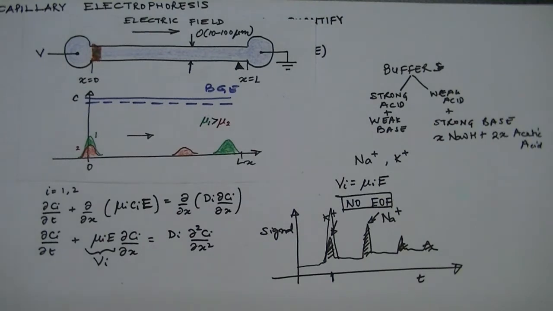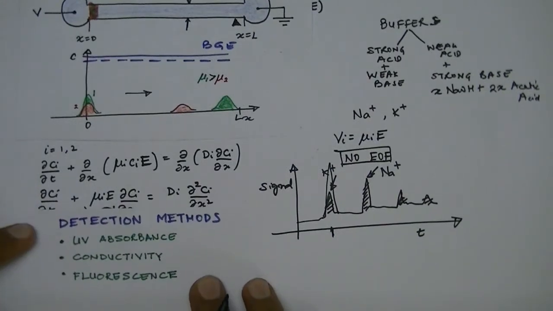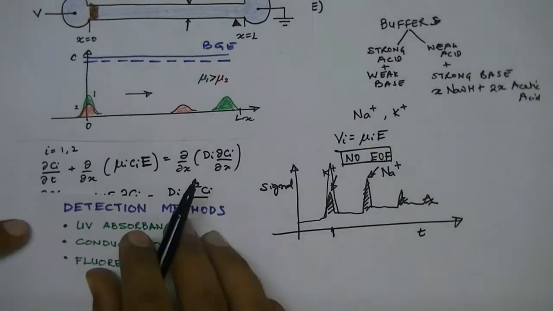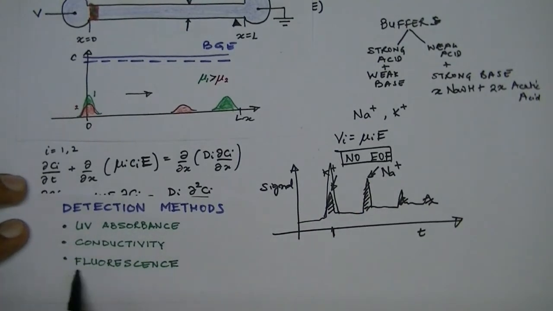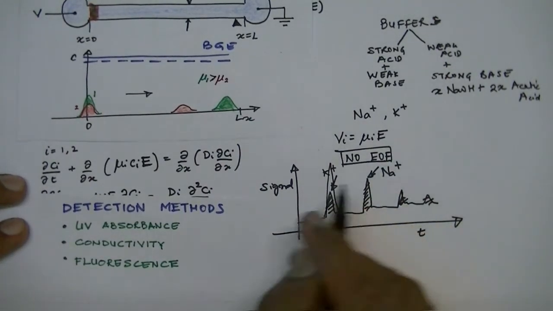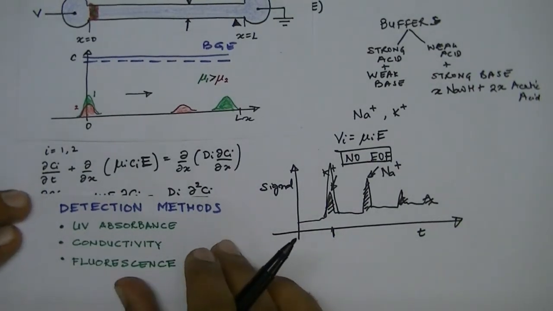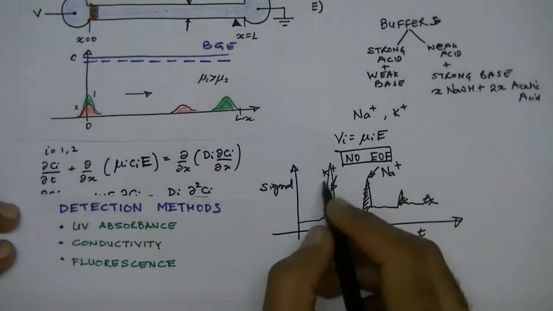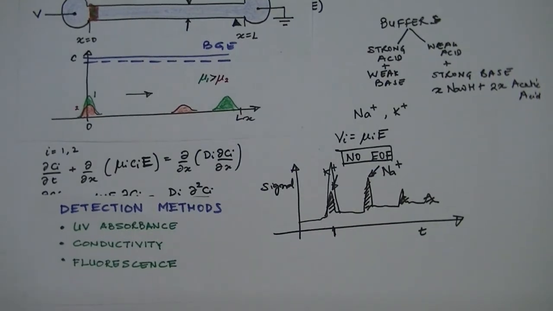And there are many ways of detecting these peaks. There is no single way, so it depends on the sample. You can use any method like UV absorbance, conductivity detection, or fluorescence detection. In some cases these ionic species are autofluorescent, so they emit fluorescence, or you can tag these species with a fluorescent molecule and detect based on fluorescence. In microfluidics we usually use fluorescence-based detection because it is more sensitive.